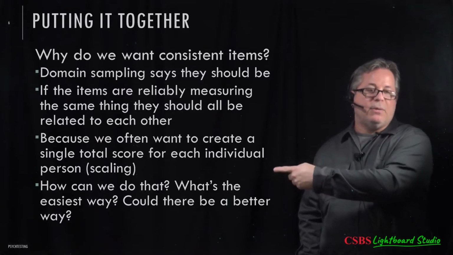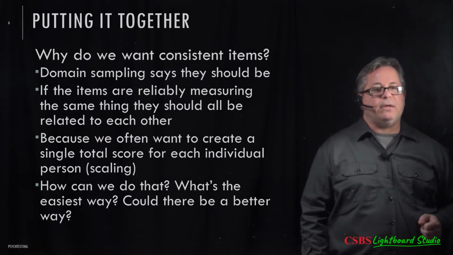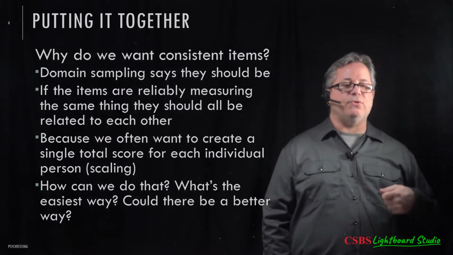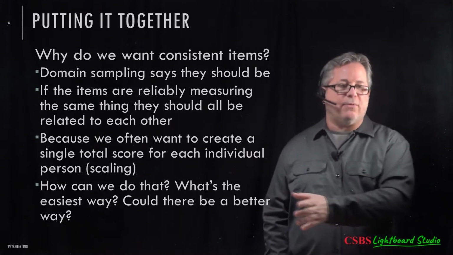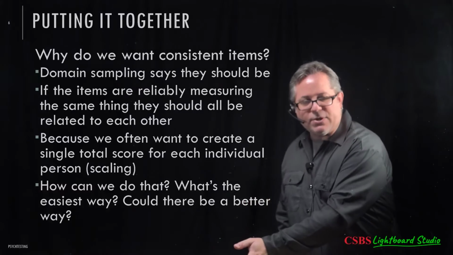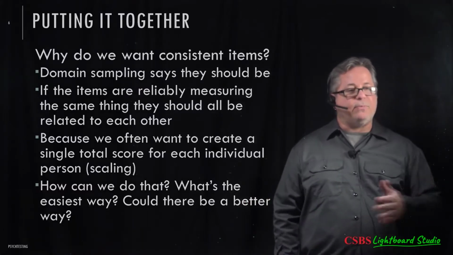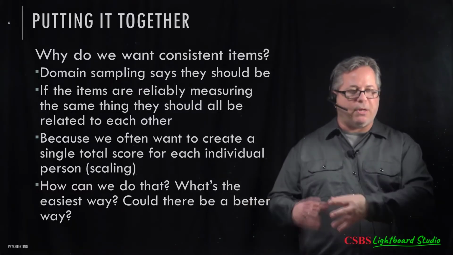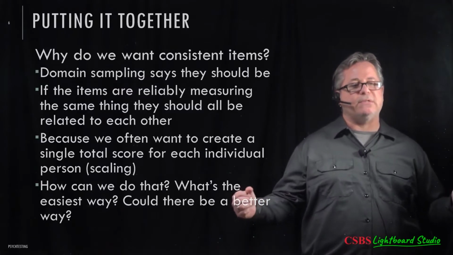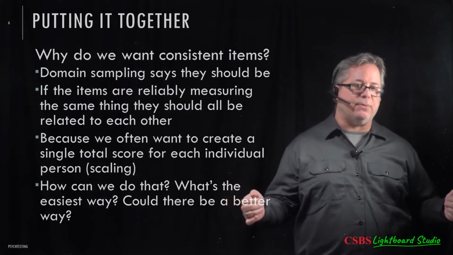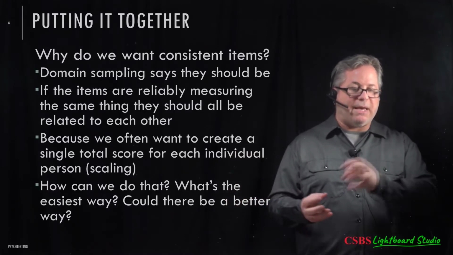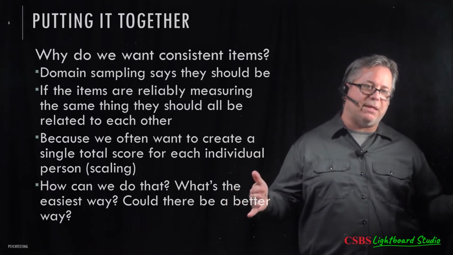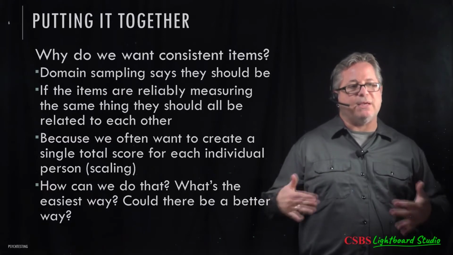Because we often want to create a single total score for each individual person. This is the scaling part. We want to be able to scale people from being not depressed at all to being very depressed, or to be clinically depressed. We want to be able to put them on a continuum, a scale that says low to high depression. So all the items need to be measuring depression in some way, so that when we add up those items, that total makes sense. It actually is a reflection of the thing we're trying to measure.